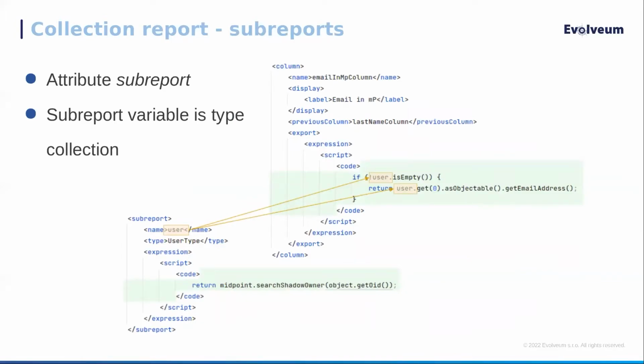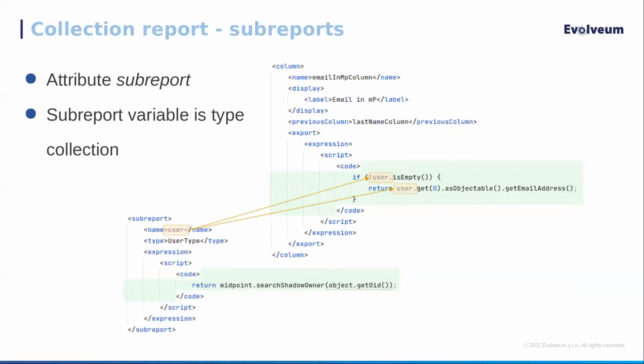As next part of collection report, we look at subreports. Subreports is a strong function when we want to use another object from MidPoint repository in same column of actual row. We can search another object by actual object from row. We describe it on example. We want to create a report of shadow of all resource.